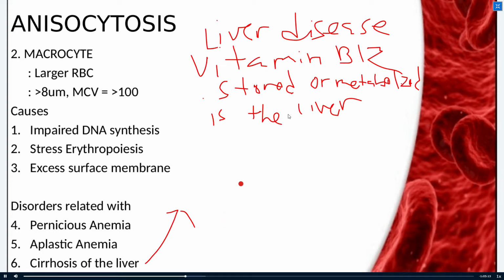Again, your cirrhosis of the liver is a type of liver disease. Now remember, your liver is where vitamin B12 is stored or metabolized. And if the liver is damaged, it cannot be properly stored and metabolized, leading to decreased vitamin B12, causing your macrocytes. Intindihan? Any questions? Okay, proceed to the next slide.